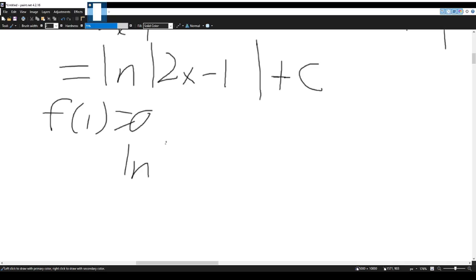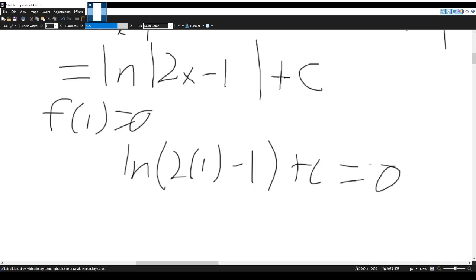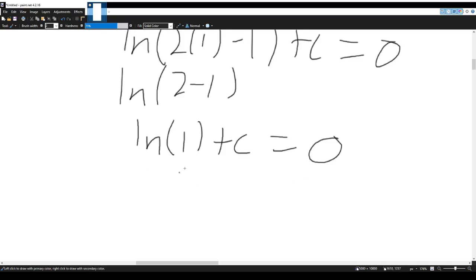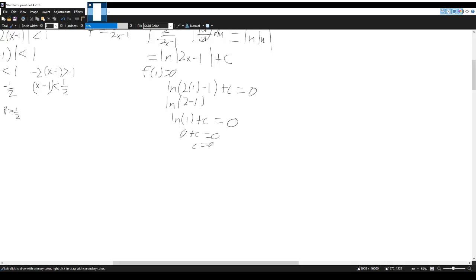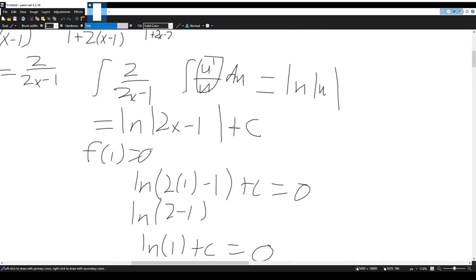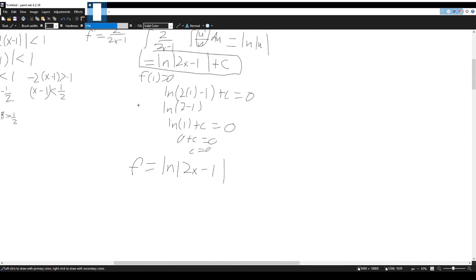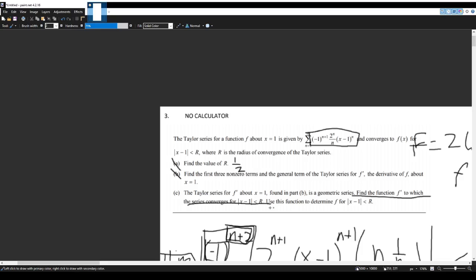So we're saying natural log of 2 times 1 minus 1 plus c equals 0. Now this simplifies, of course, to 2 minus 1, so natural log of 1 plus c equals 0. But if you remember how natural logs work, the natural log of 1 is 0. So 0 plus c equals 0, and of course c equals 0. So basically, we didn't have to worry about it. So f simply equals this, which I'll rewrite because we just went through this process. So f equals natural log of 2x minus 1. And that is what we wanted.